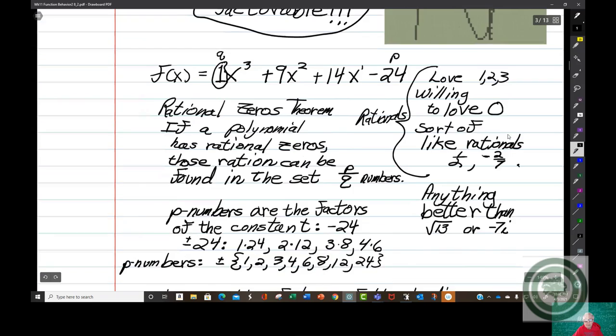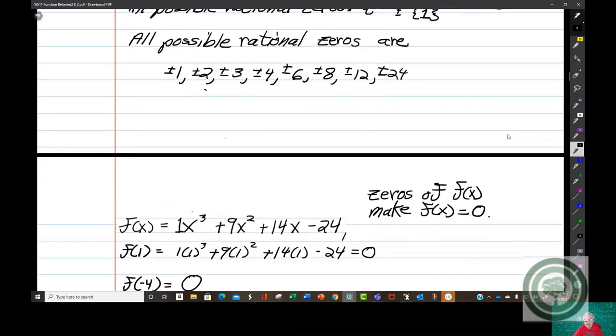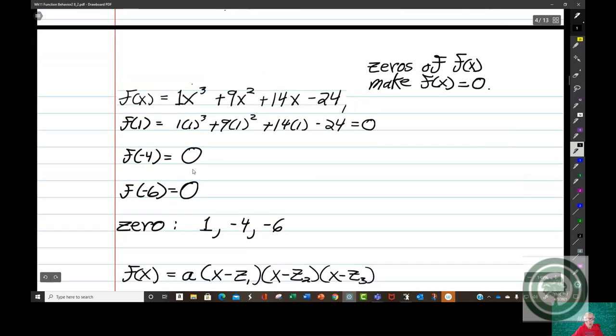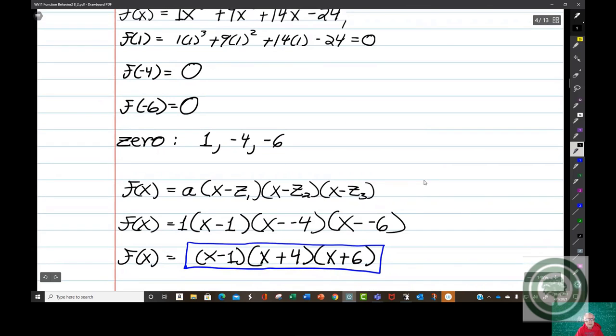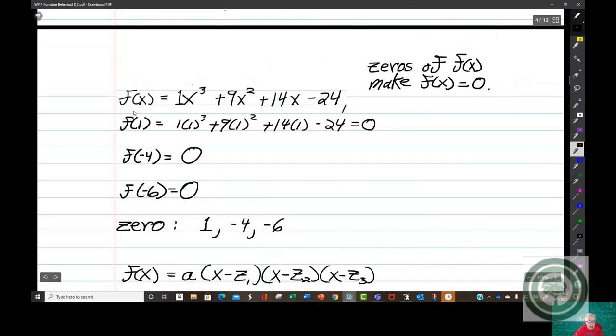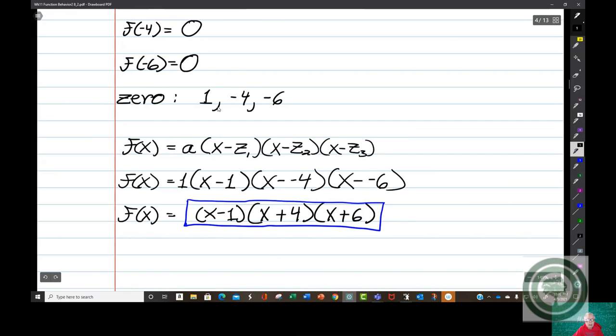And then we had to check and make sure that these really were the zeros. Now, if 1 is a 0, if negative 4 is a 0 of this polynomial, and if negative 6 is a 0, then when we put those numbers in for the x, we will get a 0. And indeed, these numbers gave us a 0, which means that the zeros of this f of x are 1, negative 4, and negative 6.